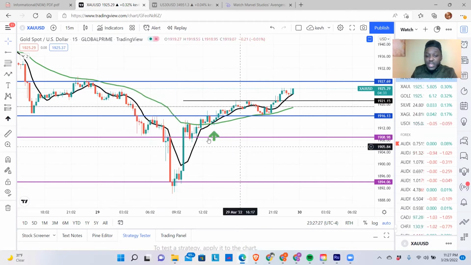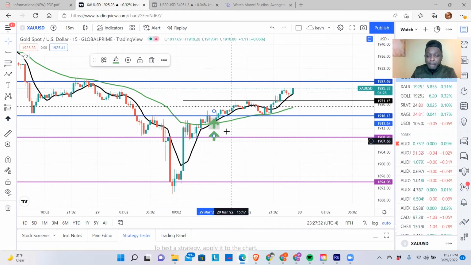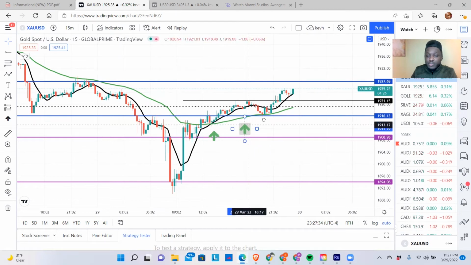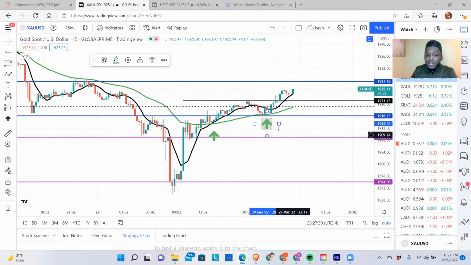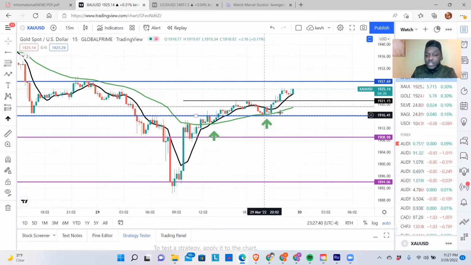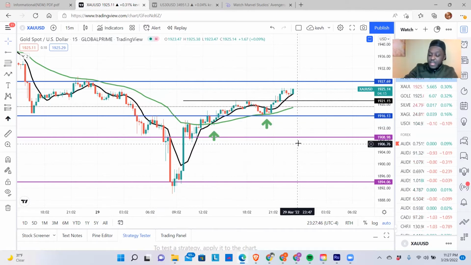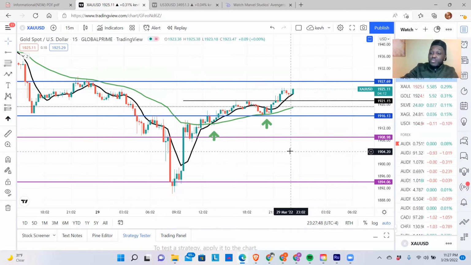But now we can already see we also had a pullback to this area right here. Market pulled back to the green, the green moving average, which is the 50. Okay, so now our moving averages are just confirming exactly what we already know.